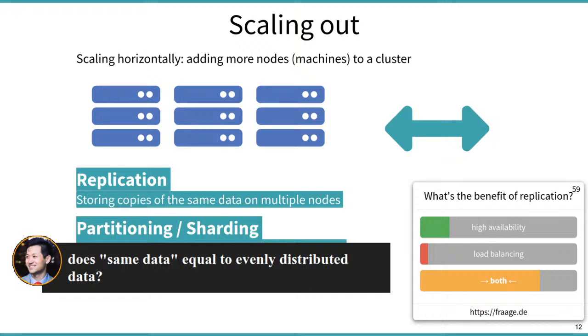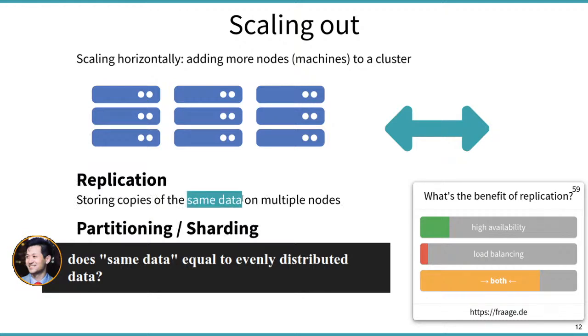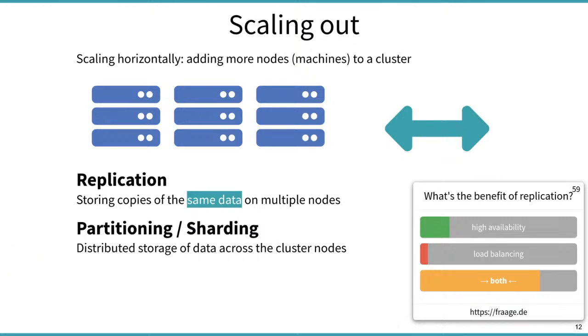Does same data equal evenly distributed data? Evenly distributed means the same amount on each machine, right? But when you say same data, you mean replication. On replication, of course it's evenly distributed because every machine has the same data. Then it's evenly distributed or equally distributed. Each machine stores the same amount of data.